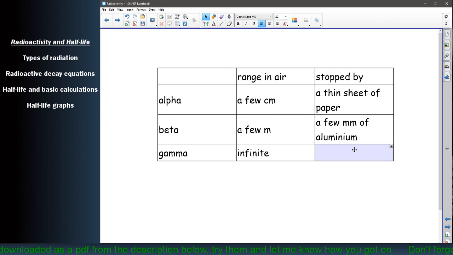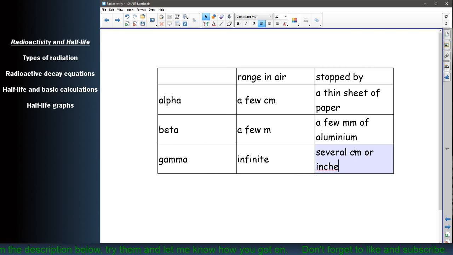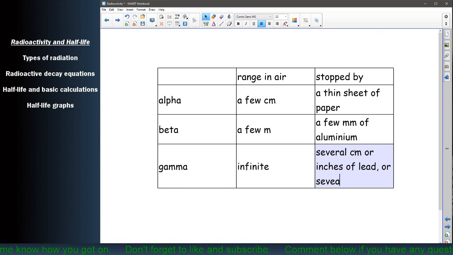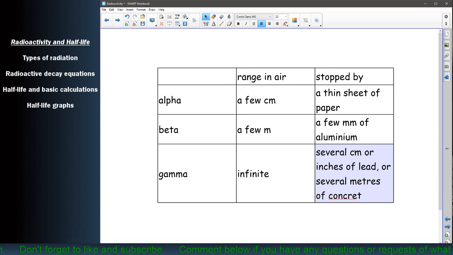And then gamma radiation stopped by, we want several centimeters or inches, because we'll give something to our American viewers. So several centimeters or inches of lead, which is the most dense material that we can kind of readily get our hands on, or several, S-E-V-E-R-A-L, several meters of concrete. And this is a table that you should have, and that should be what you want to do. Okay, absolutely right in the comments there.